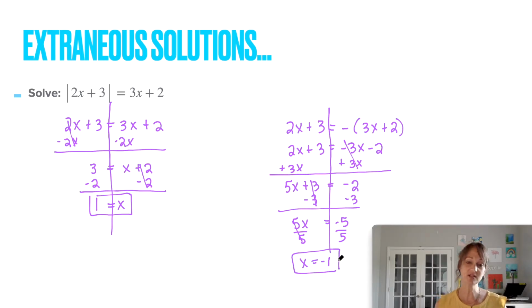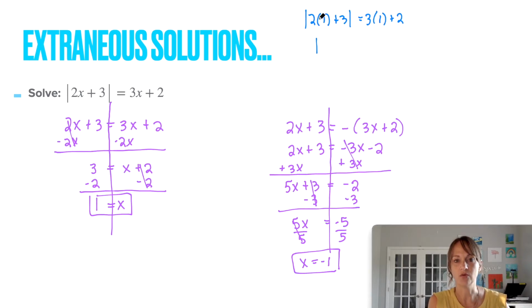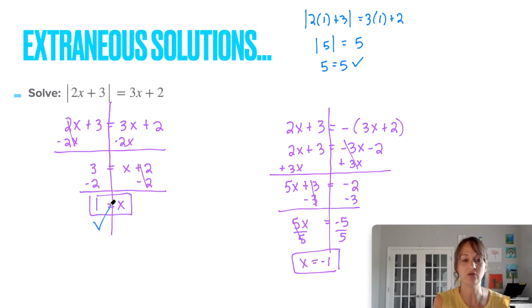Now, we need to check to make sure both of these answers actually worked in this case. So I'm going to substitute 1 back into the equation. So I will get the absolute value of 2 times 1 plus 3, and I want to know if that equals the absolute value of 3 times 1 plus 2. Okay, so 2 times 1 is 2 plus 3 is 5. And then 3 times 1 is 3, 3 plus 2 is 5. The absolute value of 5 is 5, and therefore since the left side equals the right side, we know that this worked.